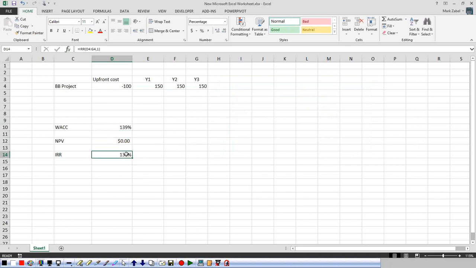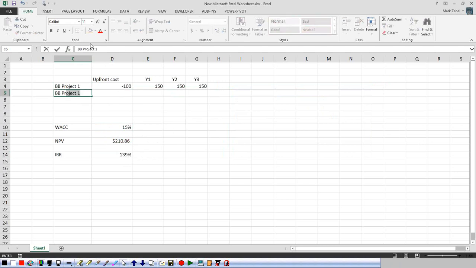The IRR is the number of the weighted average cost of capital such that the net present value is equal to zero. The higher IRR, the better the investment, generally speaking. Okay, does that more or less make sense? Yes. Okay, great. So let's do one more just so that we kind of drive home the point.